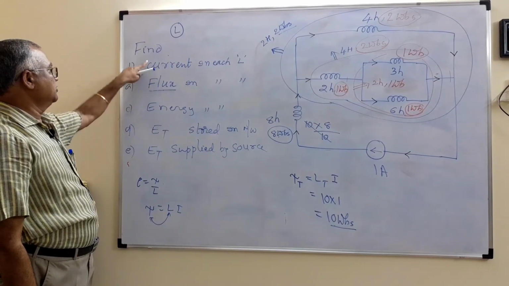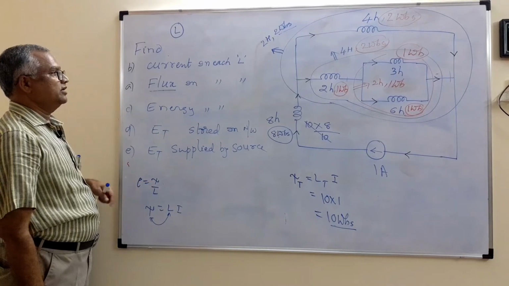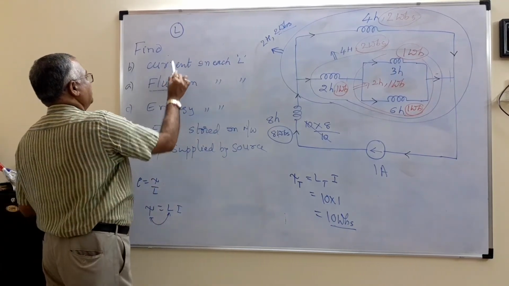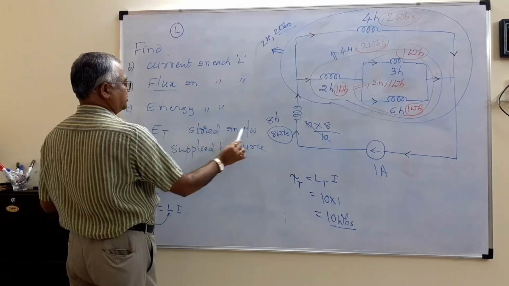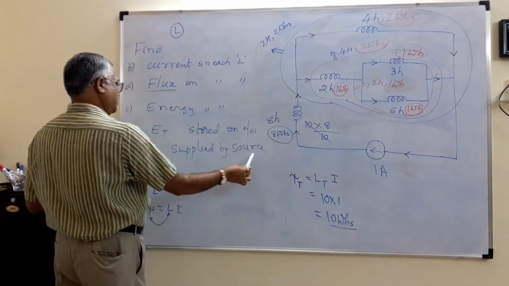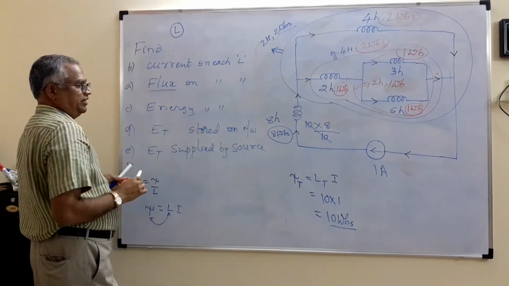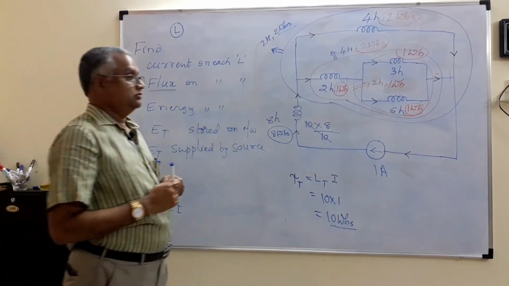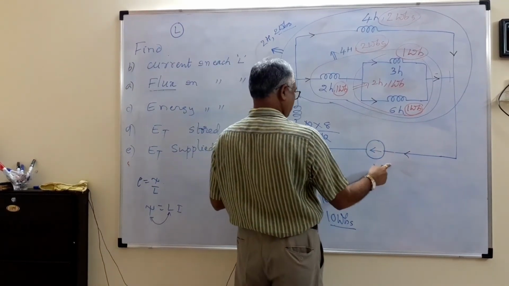Once flux is known, how do you get current? Flux is known, divide, you get the current. So we are finding current from the flux. Energy anyway is half Li square. Total energy stored is again the summation. This is same as previous, I am not explaining this again. So this is how we can analyze an inductive network with the current source.